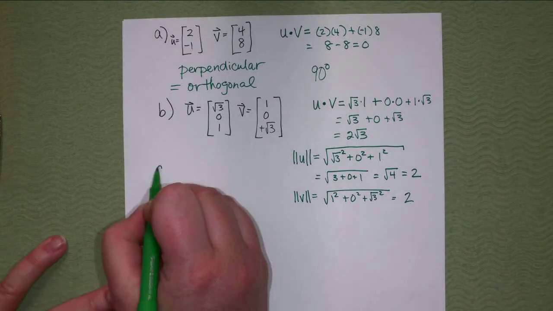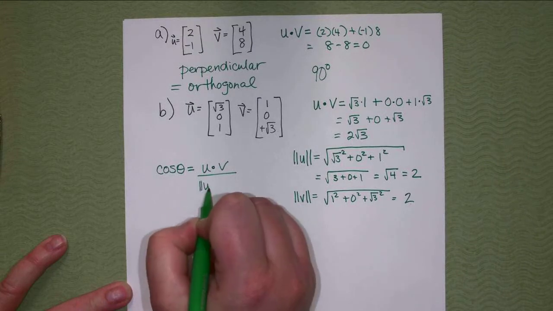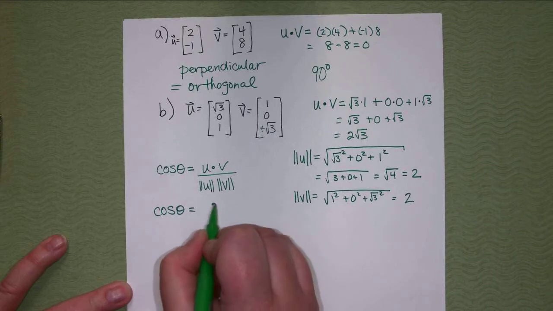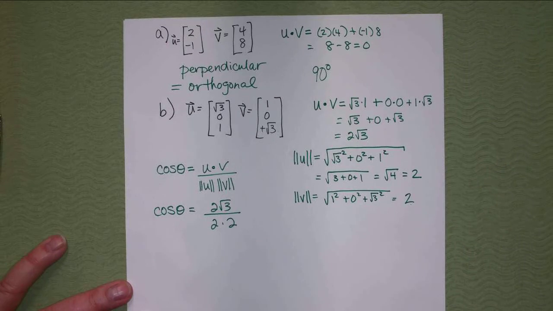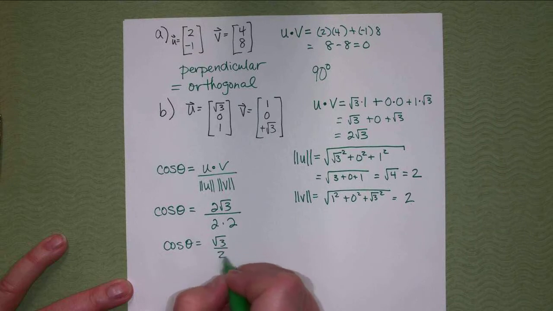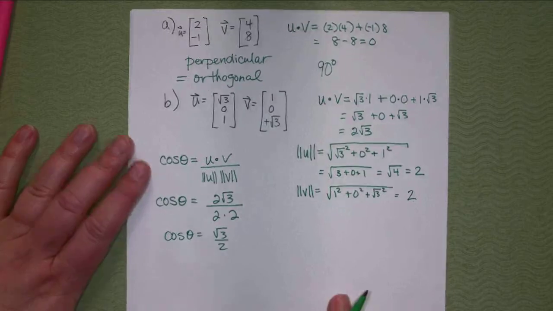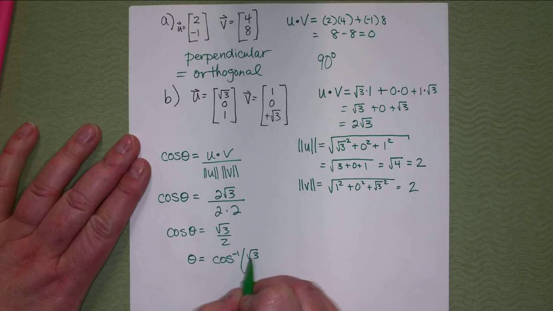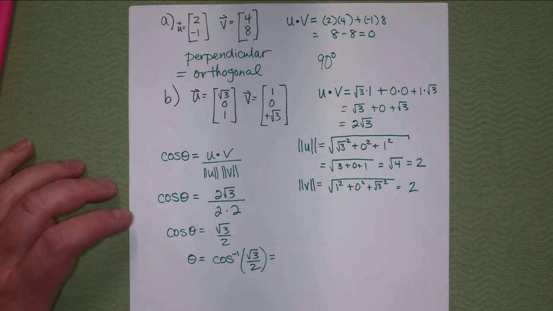So then you would just fill it in. Cos theta equals U dot V over the length of U times the length of V. So cos theta equals 2√3 over 2 times 2. This is one that we know. Does anyone know it right off? I don't care if you do it on the calculator. If you do, you would do theta is cos inverse of √3 over 2, making sure it's in degrees, and you would get your answer, which is, anyone know right off? Yeah, 30 degrees.